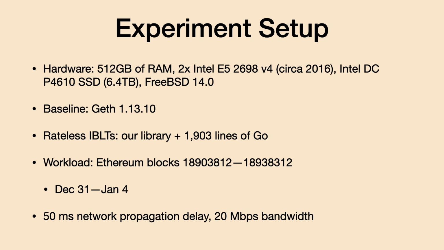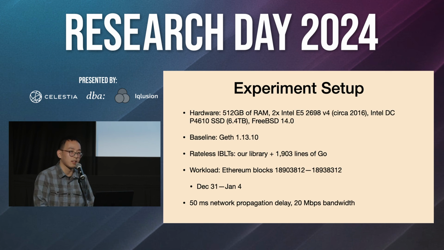Our baseline is Geth, the original code, version 1.13.10, and the comparison is Rateless IBLTs implemented in our library, plus another about 1900 lines of Go code so that it can read and write the state databases. The workload that we are using is the live Ethereum state between two block heights, which I'll not repeat, corresponding to December 31st and January 4th at the beginning of this year.